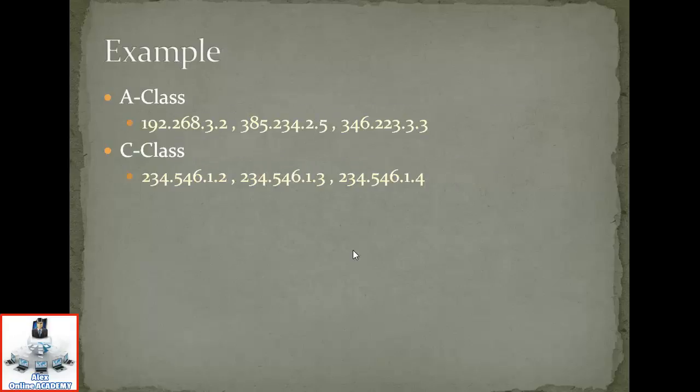So, an A-class example: these would be the IP addresses that your websites would be hosted on. So 192.268.32, and then 385.234.25, and then this. So as you can see, there's no possible way to link them together or see that they're related in some way or form. But with C-class IP addresses, everything will be the same except the last digit. So it'll be like 0.1, 0.2, 0.3, and then 0.4.